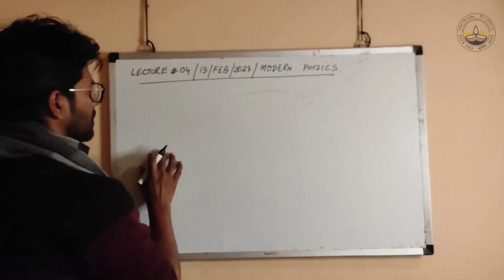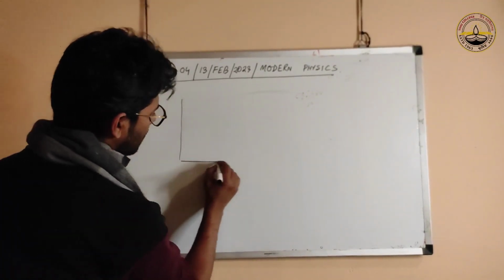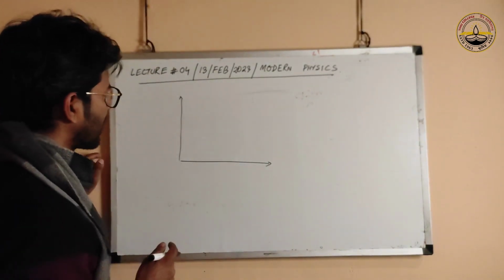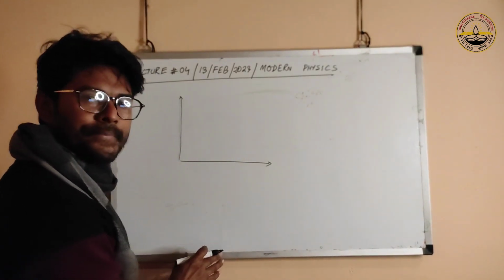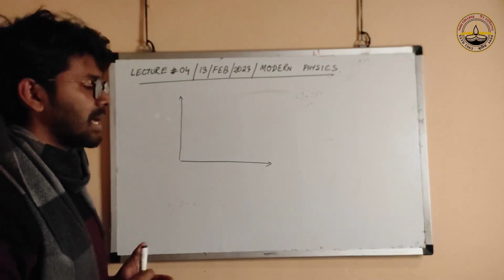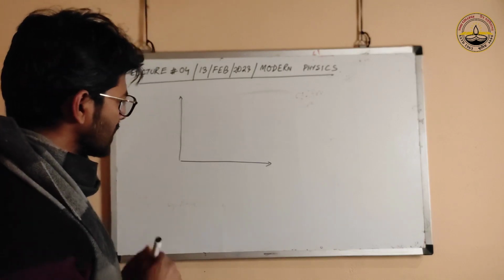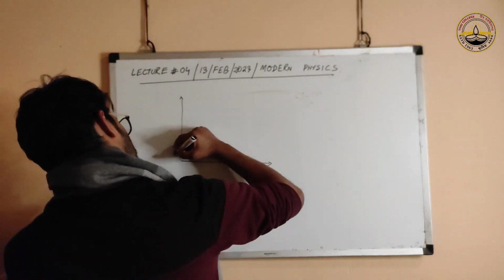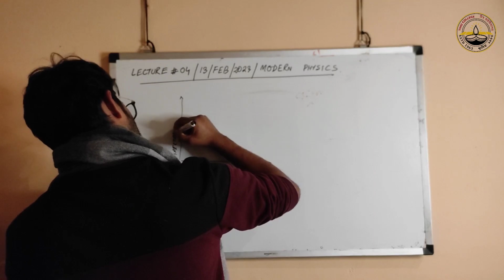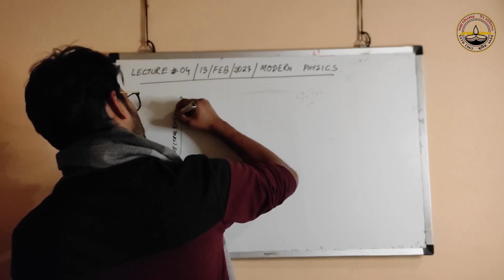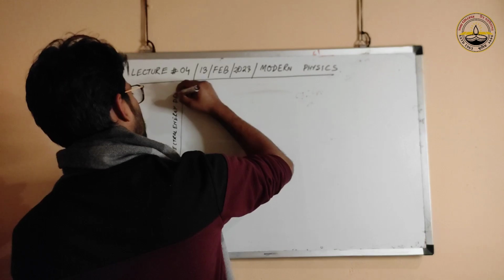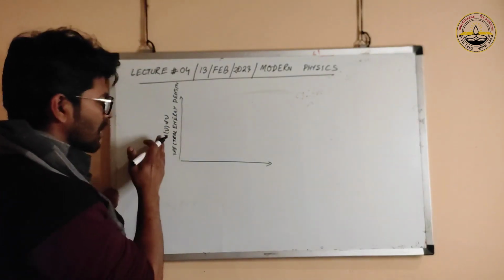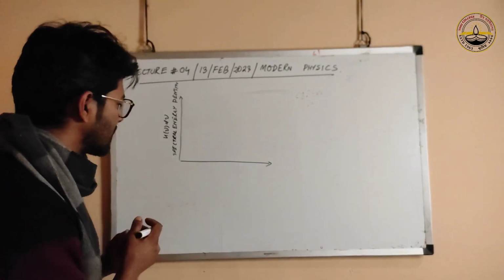In our previous lecture, we have qualitatively shown how classical physics fails to explain the behavior of black body radiation. What we mean by that is, if we plot the spectral energy density U nu d nu, we explain what spectral density is.